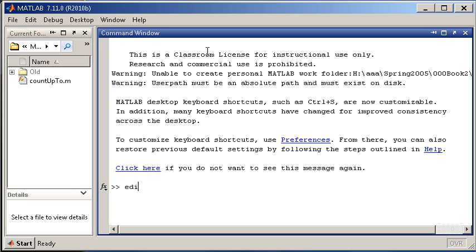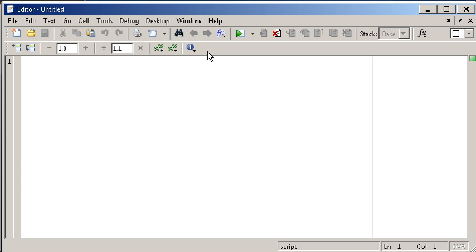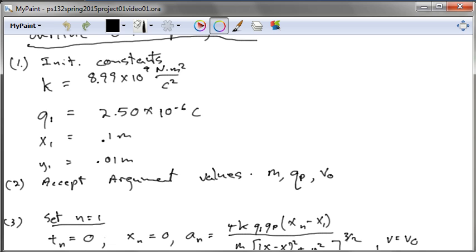I'll go to the editor, click on Edit, and then I'm going to look at my old pencil and paper work. I'm supposed to get started by initializing the constants, and this thing takes three variables: mass, charge, and initial velocity, in that order. Let's make sure I got that right. Namely, the mass of the moving particle, the charge of the moving particle, and the initial speed. Yeah, mass, charge, and initial velocity.